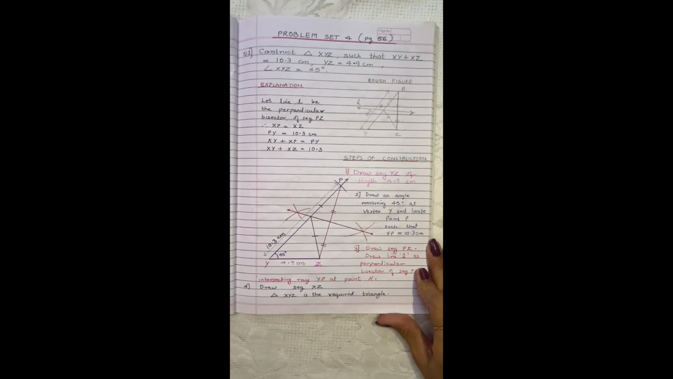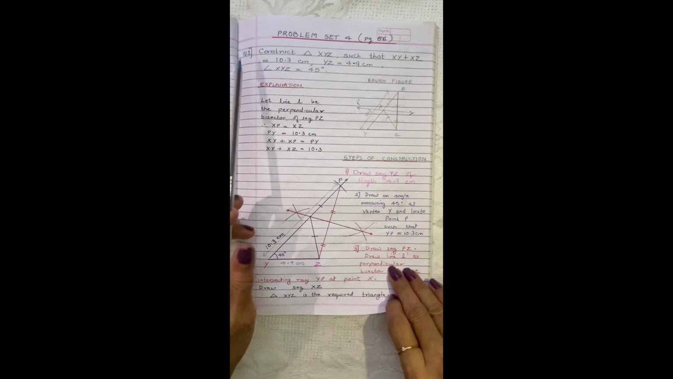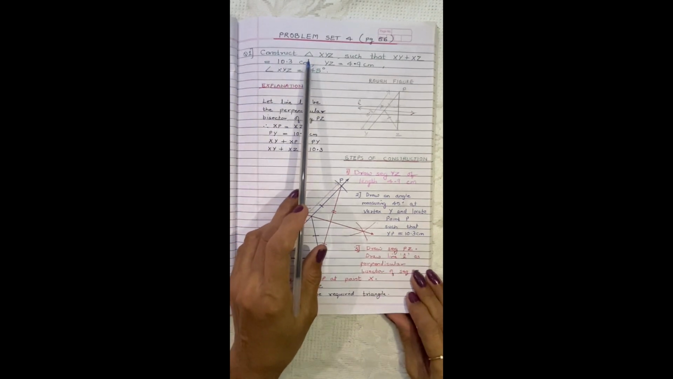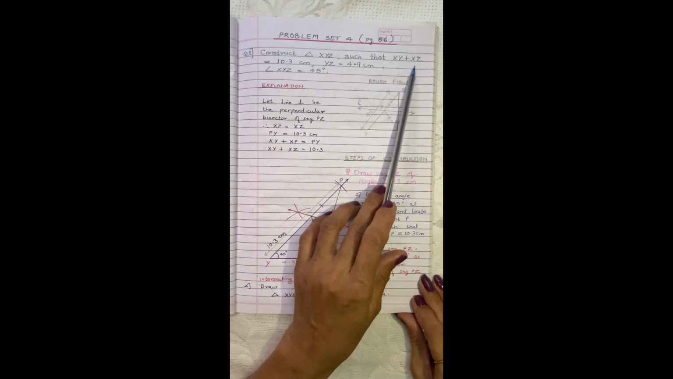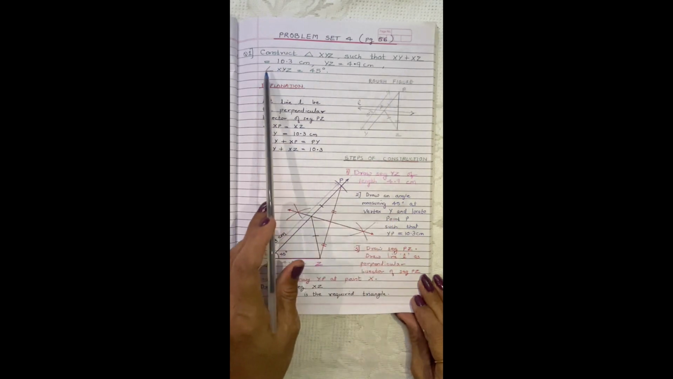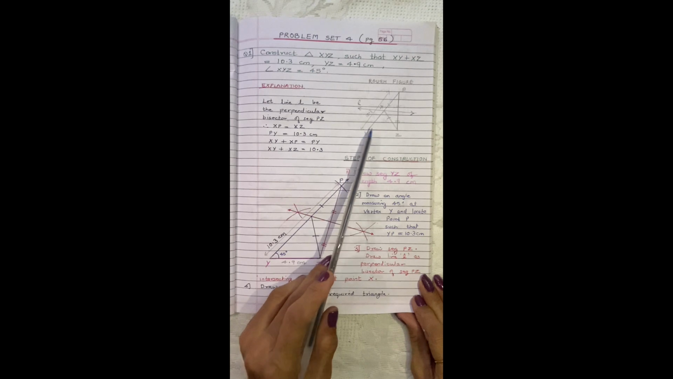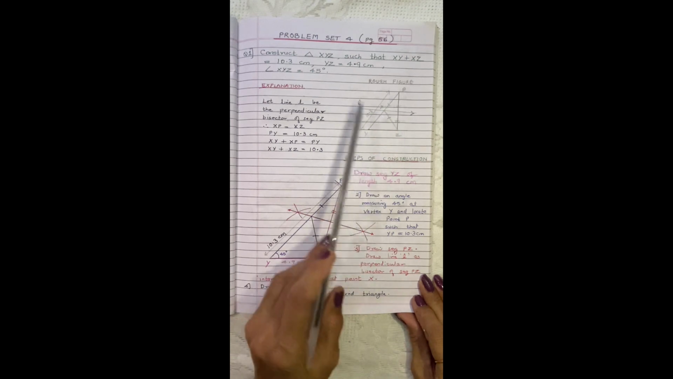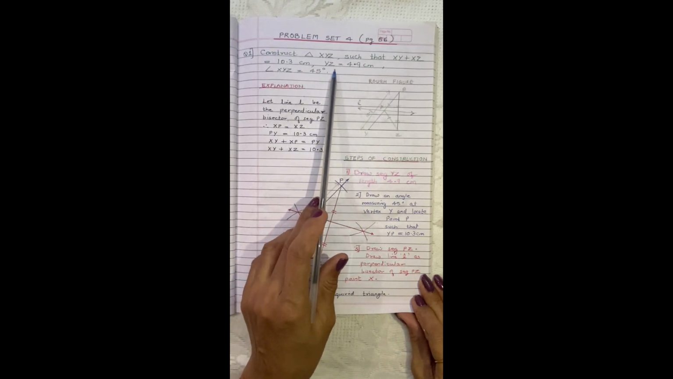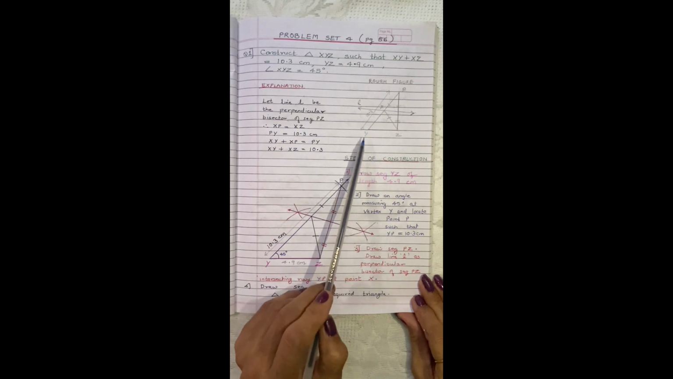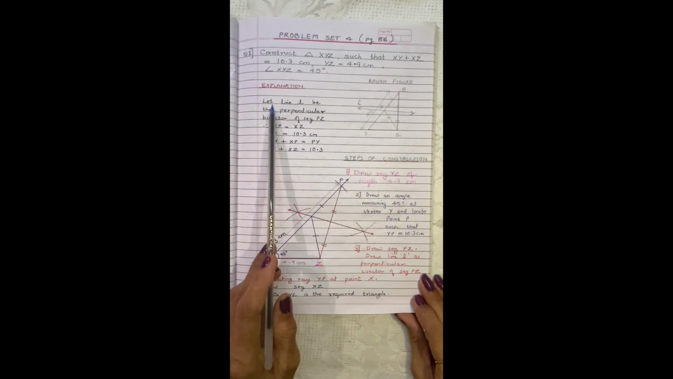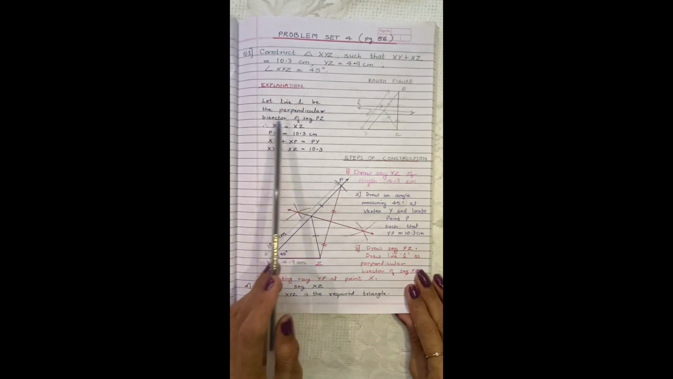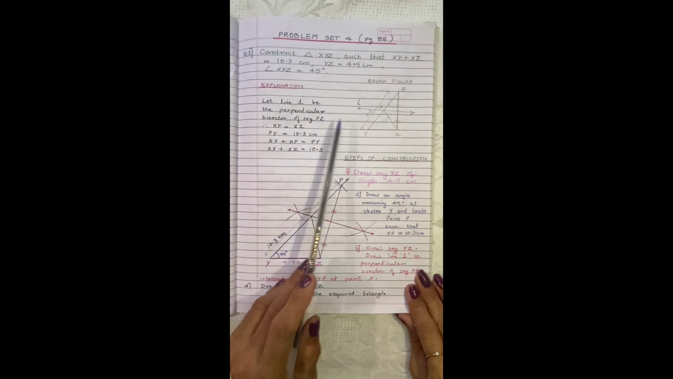Let's get started with problem set 4, page 56 of your textbook. Question number 1. Construct triangle XYZ such that XY plus XZ is equal to 10.3 and YZ is equal to 4.9. So let line L be the perpendicular bisector of segment PZ.